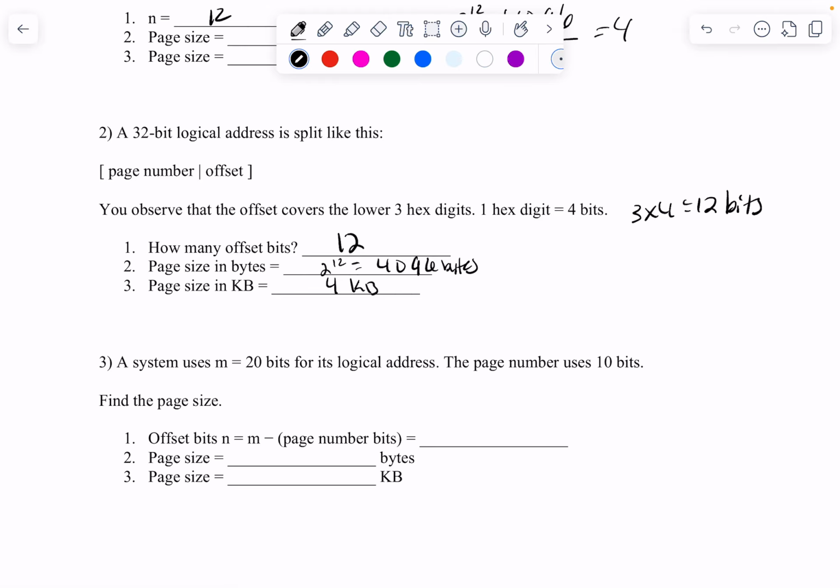Okay, let's move to number 3. That says now we're told that the logical address is M equals 20 bits and the page number uses 10 bits, which is nice because we can get the offset bits by basically subtracting 10 from 20, and that's going to leave us with 10 bits and 2 to the 10th. It's going to be 1024, and that's going to be 1 kilobyte.